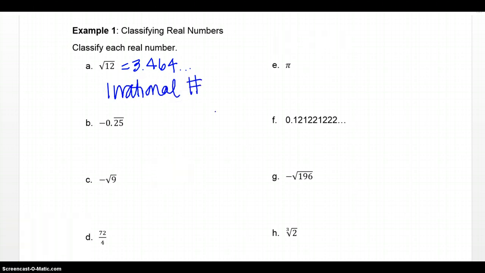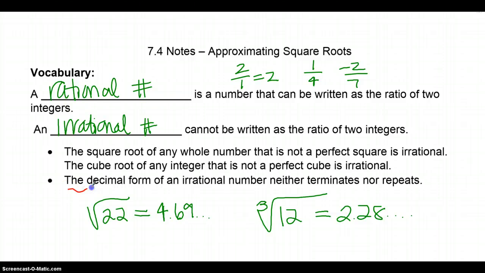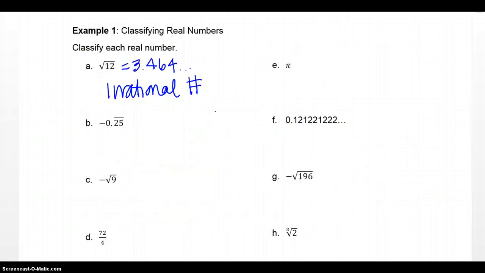All right, looking at part B, we have negative 0.25. Now, if you look back, this is a terminating decimal. So if we look back at this definition, the decimal form of an irrational number neither terminates nor repeats. This can be kind of tricky. Since it terminates, we know that this is not an irrational number. It is actually rational. That's a tricky one, but this would be a rational number.